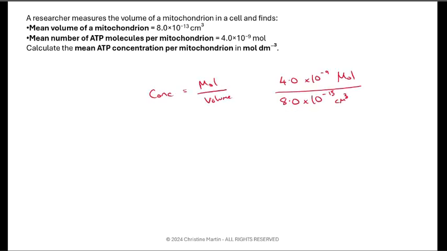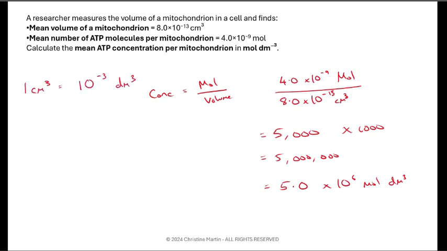So now, again, we use our concentration, and our moles divided by volume is the equation that we're going to use. So if I do my equation this way, I've got 4.0 times 10 to the minus 9 divided by 8.0 times 10 to the minus 13. That therefore would give me 5,000. I times that by 1,000, I get my 5 million. I turn that into standard form, 5.0 times 10 to the 6 moles per decimeter cubed.